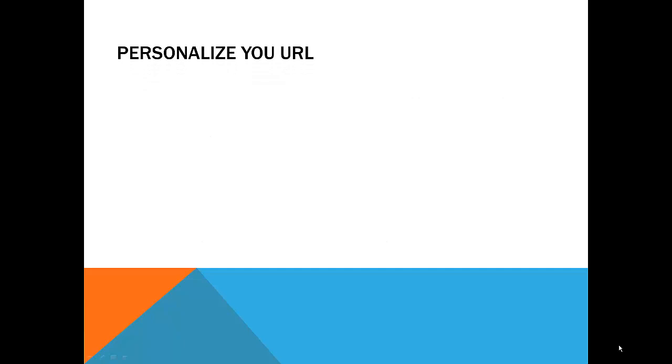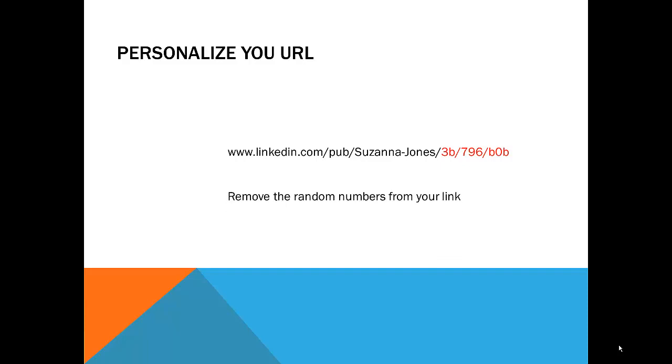When you first sign up for LinkedIn, you're going to get a URL that has numbers and letters at the end of it. We're going to ask that you remove those and personalize your URL by taking those numbers and letters out. And we're asking you to do that because sometimes recruiters are now asking people for their LinkedIn profile instead of their resume, and you want to be able to give them the cleanest link that you possibly can.